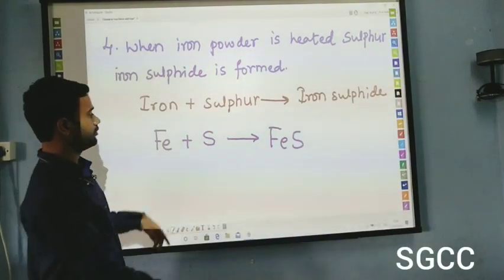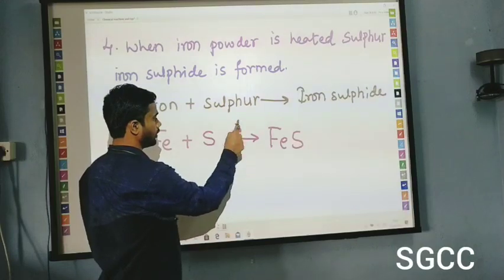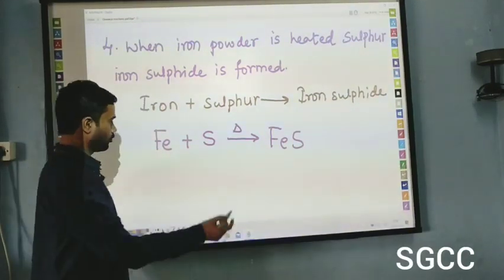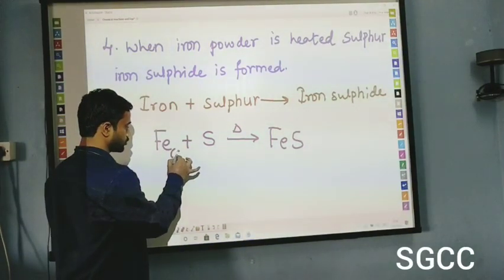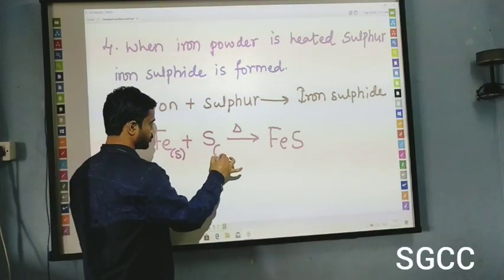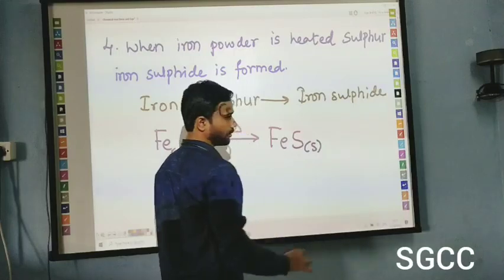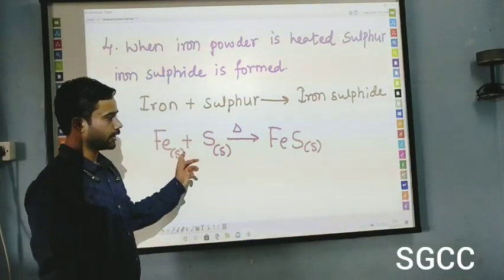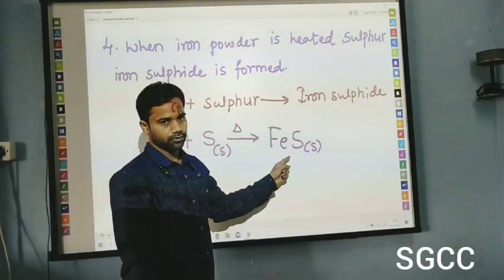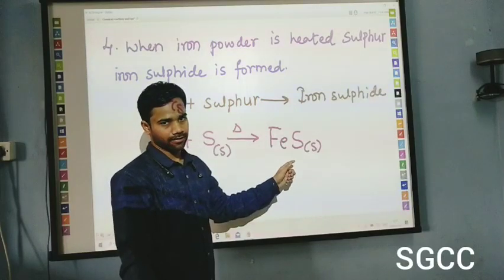Since it is heated, definitely it is on heating that it is generated. What do you mean by this? Iron is what? Solid. Sulfur is what? Solid. This one is what? Also solid. Just remember that 2 reactants react to form a product which is called iron sulfide.